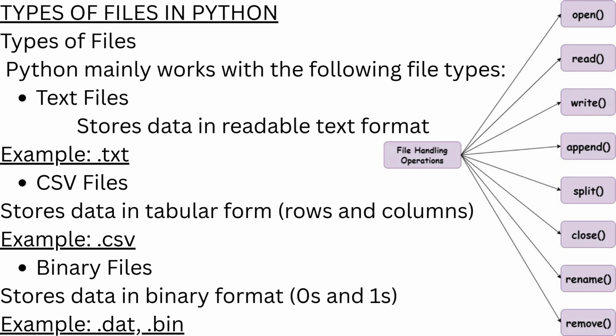In Python, files are mainly classified into three types: text files, CSV files, and binary files. Text files store data in a readable format and are easy to open using any text editor. CSV files store data in rows and columns and are commonly used for spreadsheets and databases. Binary files store data in binary form, which is not human-readable, but they are more efficient for large or complex data. Each file type is used based on the nature of data and application requirements.